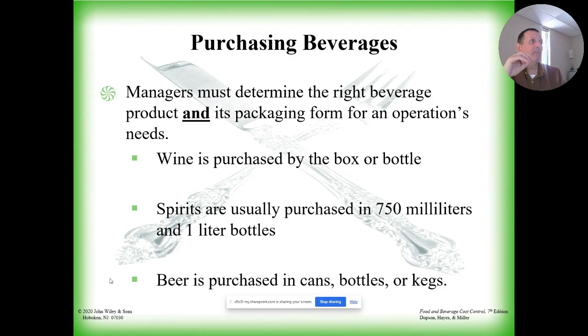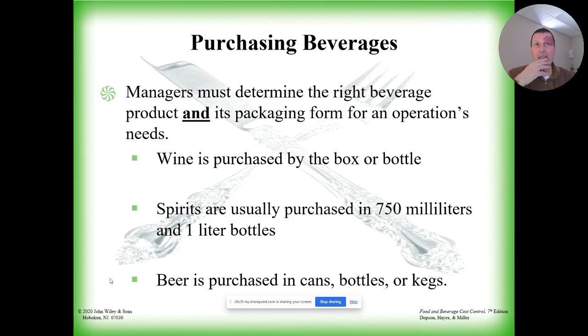Purchasing beverages. Managers must determine the right amount of product and its packaging for operational needs. Wine is purchased by box or bottle. Spirits are usually purchased as 750 milliliter or 1 liter bottles. Beer is purchased by cans, bottles, or kegs. Again, if it's going on the bar by the tap, then I buy kegs. Bottles or cans are generally a customer preference, but we need to know all that, right?